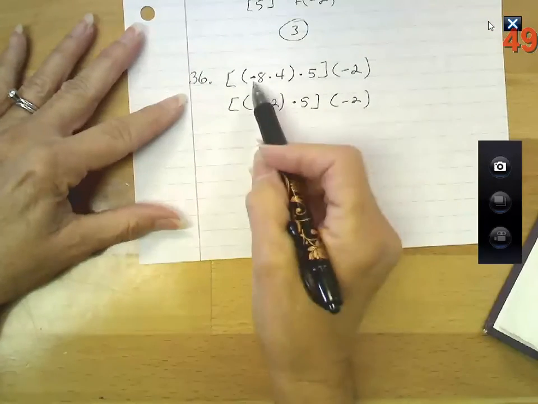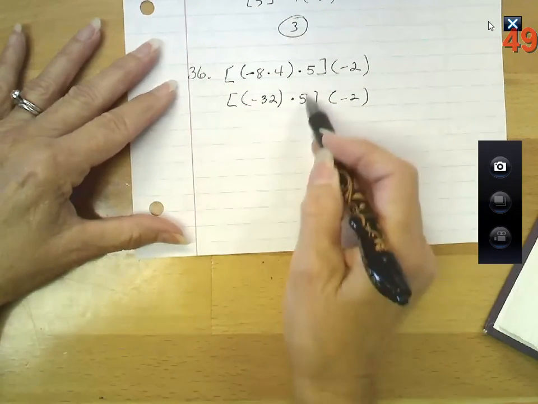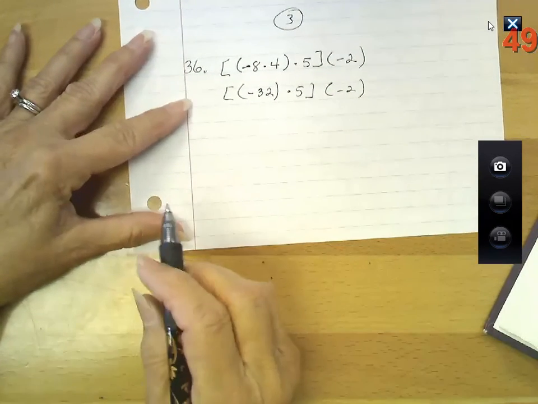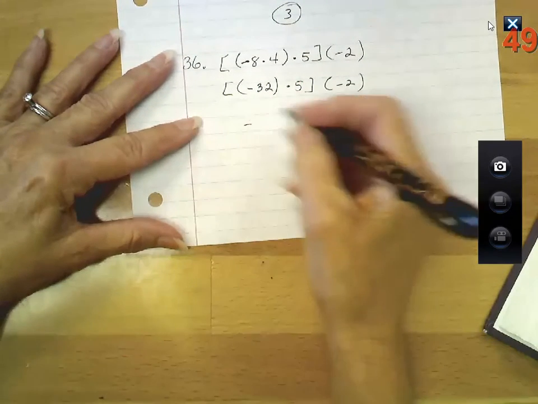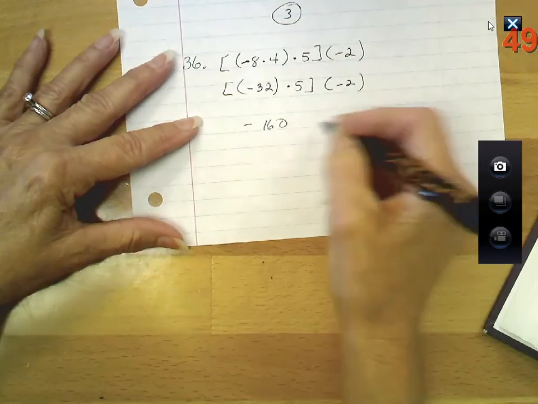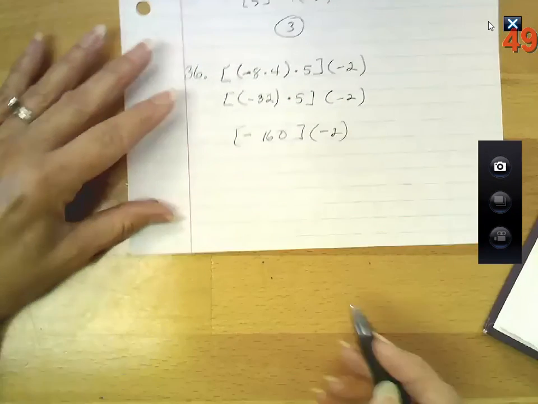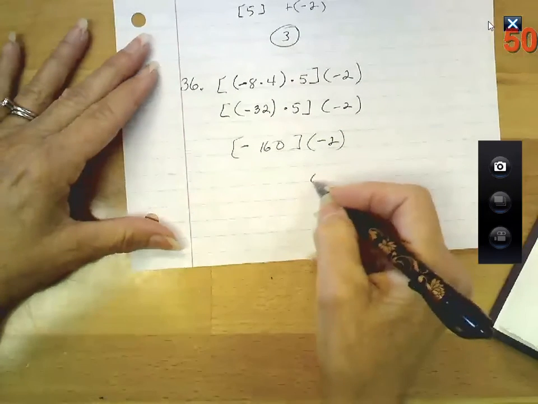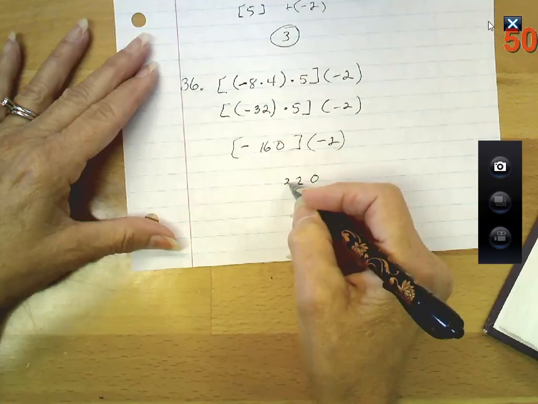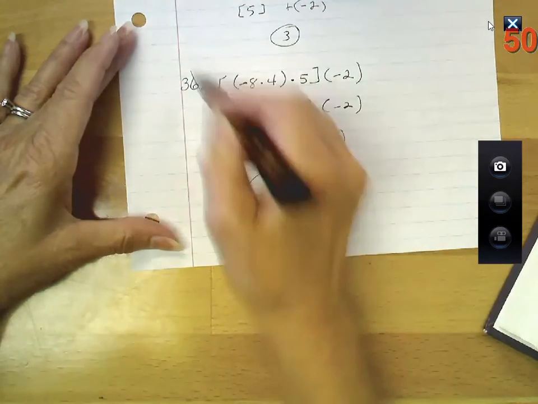So that's why a negative 8 times a 4, they were unlike signs, it was a negative. Now we're still in this one. So 5 times negative 32, positive or negative answer? Negative. 160, okay. And then we still have this right here. Whenever you have two symbols beside each other, that means multiply. So it'd be positive. Good. 320.